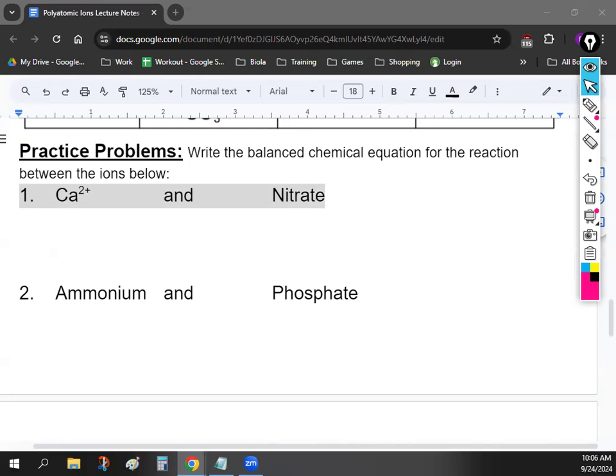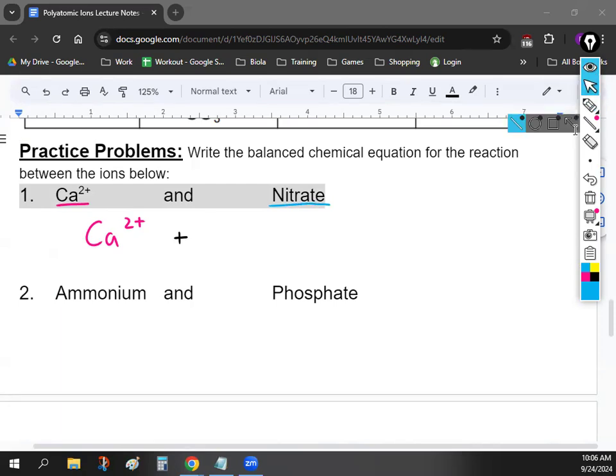All right, so hopefully you guys can identify very easily that our cation, the positive ion, is just Ca2+. We're going to be combining that with nitrate. Now, nitrate is not on the periodic table. It's one of the new polyatomic ions that's in the chart that we just talked about.